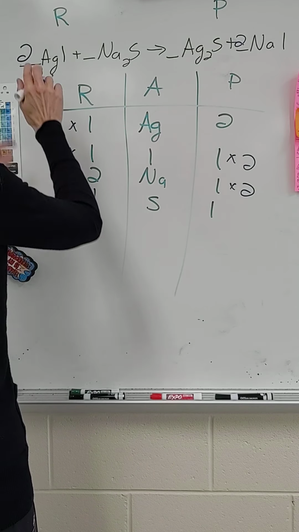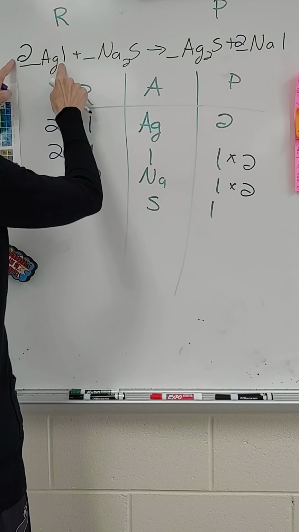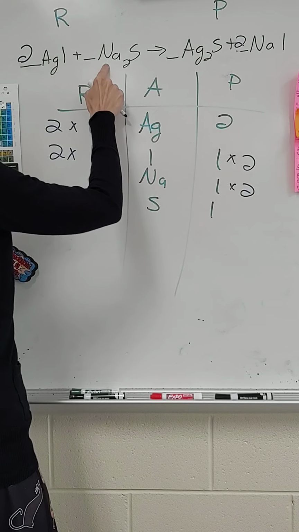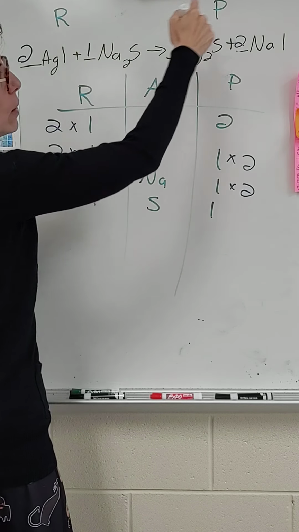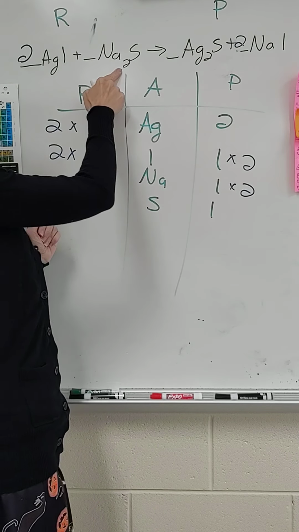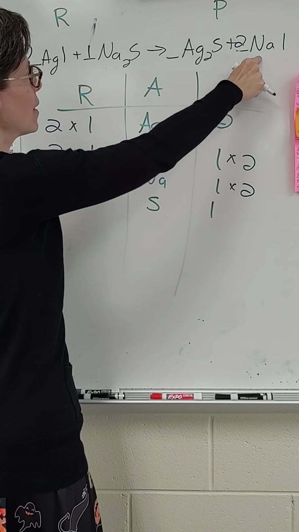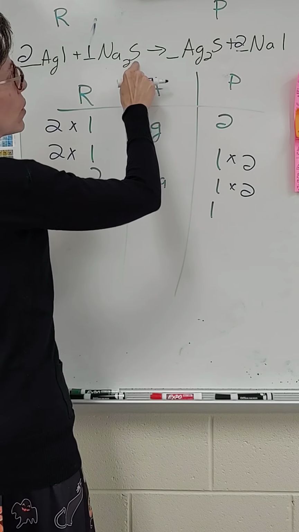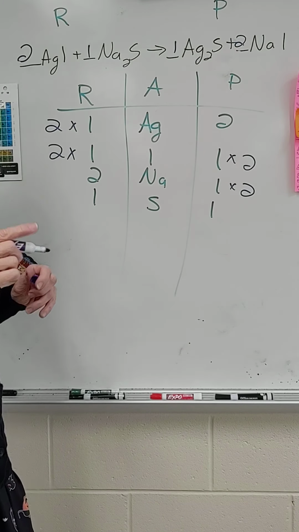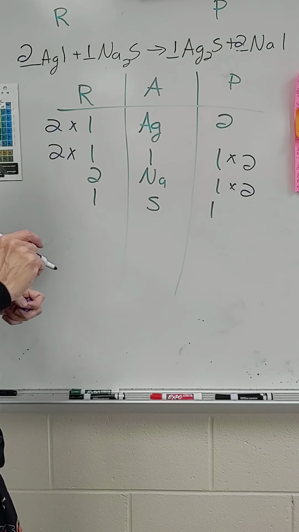So let's double check. 2 silvers on this side, 2 silvers on this side. 2 iodines on this side, 2 iodines on this side. 1 sodium on this side, 2 sodiums, I'm so sorry, that's not 1 sodium, I missed my subscript. 2 sodiums on this side, 2 sodiums on this side. 1 atom of sulfur on this side and 1 atom of sulfur on that side. Okay, so remember your subscripts, don't fall into the trap that I did.